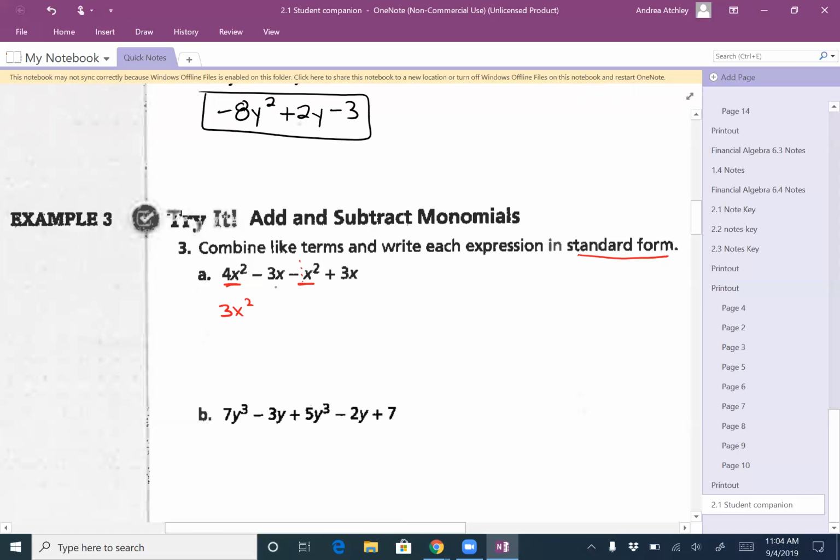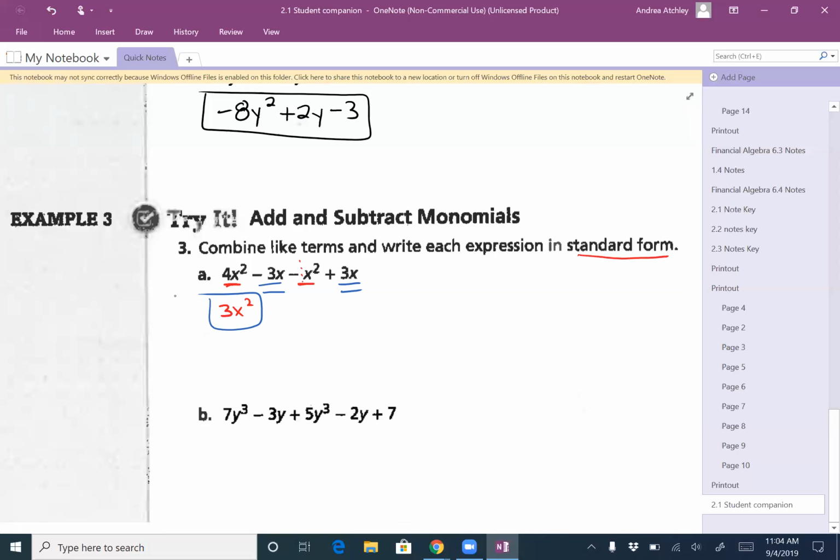The next one is the negative 3x and the positive 3x. They are like terms because they have the same variable and the same exponent. They're opposite signs, so I subtract, and 3 minus 3 is 0. So I don't have anything. I could write a 0x, but I don't need it there, because I could also say there's 0 y's as well. So once the term cancels out or becomes 0, you don't need to write it.